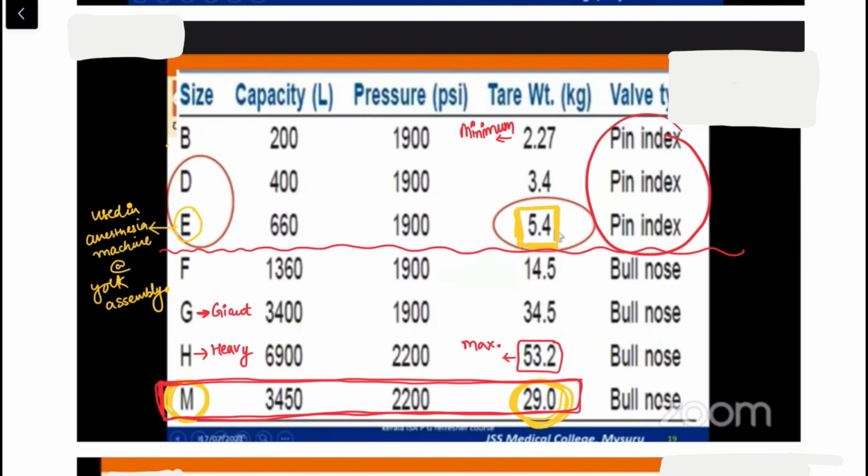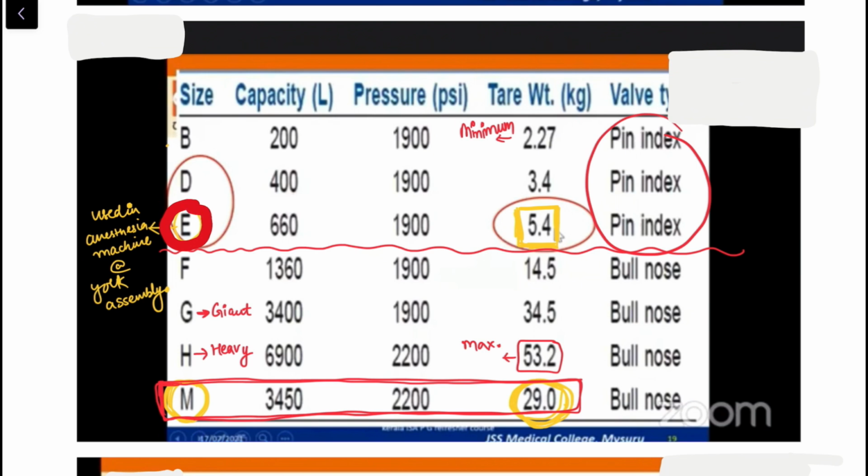Then we come on to the sizes of the cylinder. They are named B, D, E, F, G, H, M, and they have different capacity, different pressures, different tare weight. That is, different weight when they are empty. In the anesthesia machine, we usually use E type of cylinders.